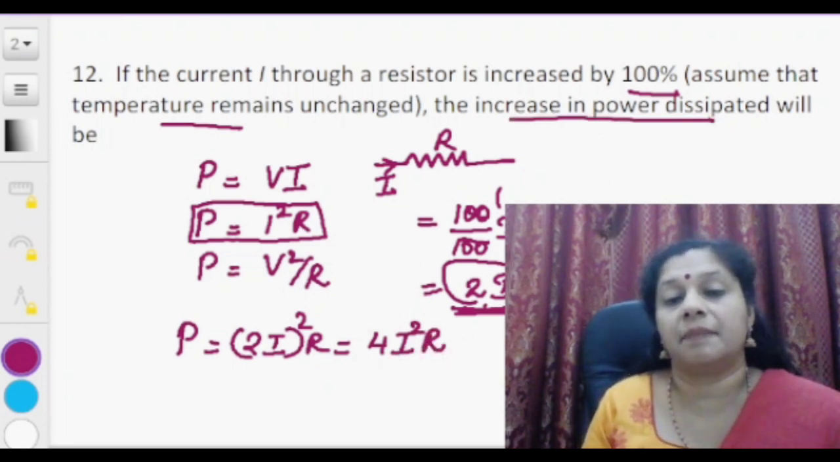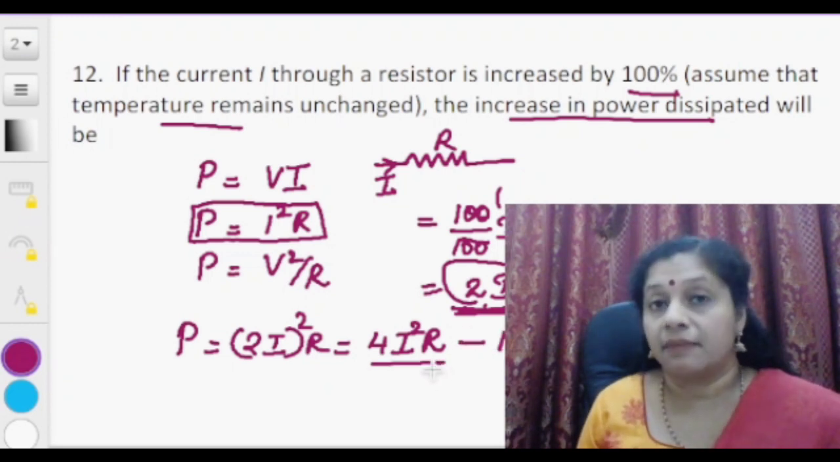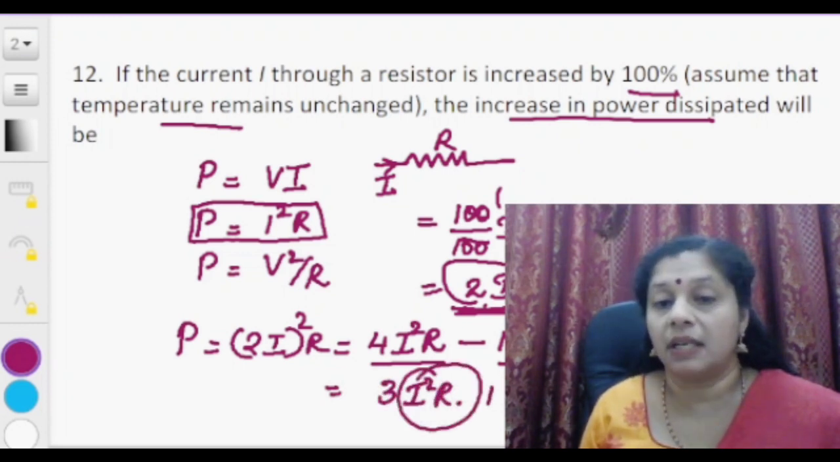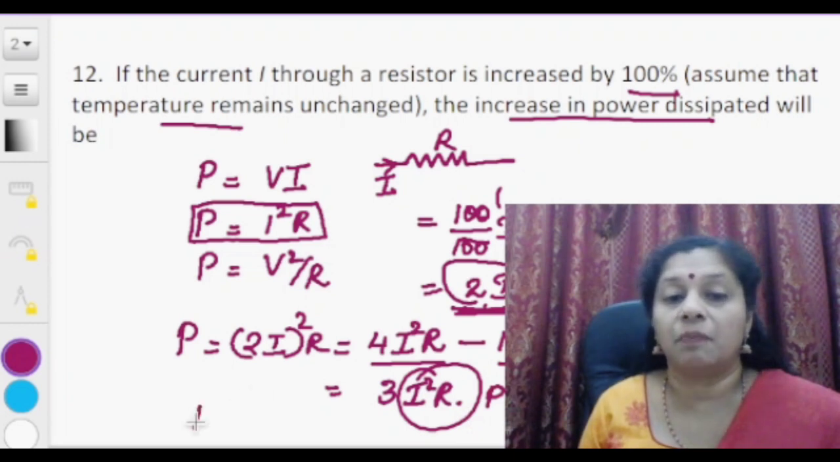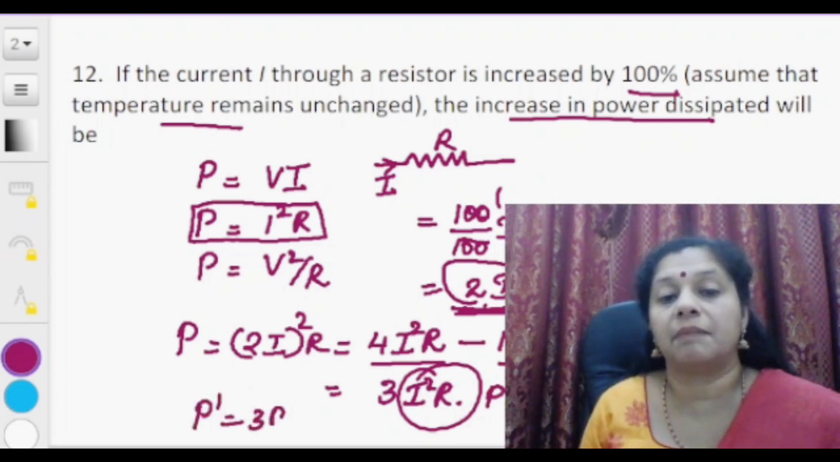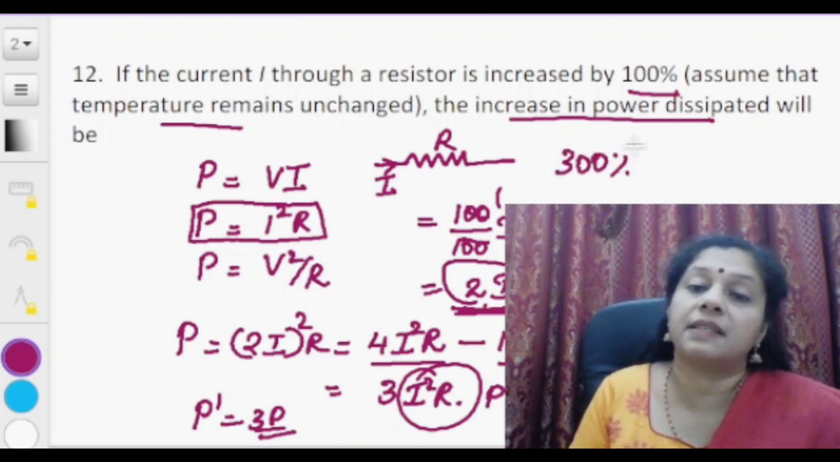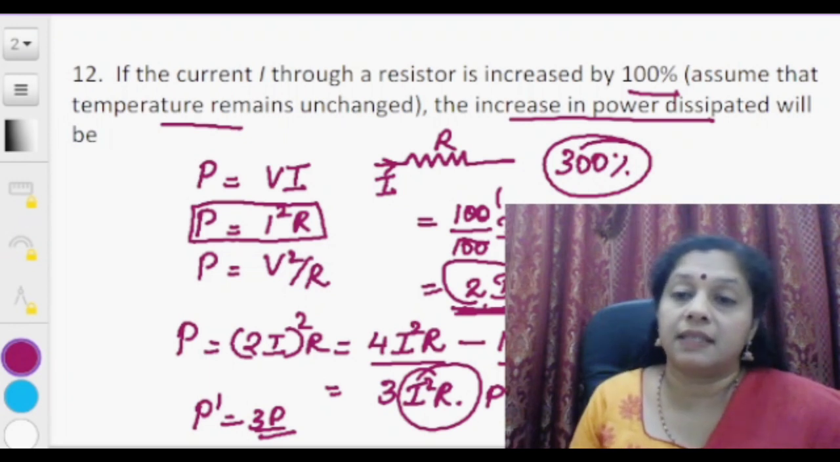And what is the increase? Increase in the power dissipated. The new power is 4I square R, whereas the initial one is I square R. So we will get 3I square R. I square R is the original power, so new power P dash is equal to 3P. So how many percent increase? 3 times increase. So we can say that 300% increase is there.